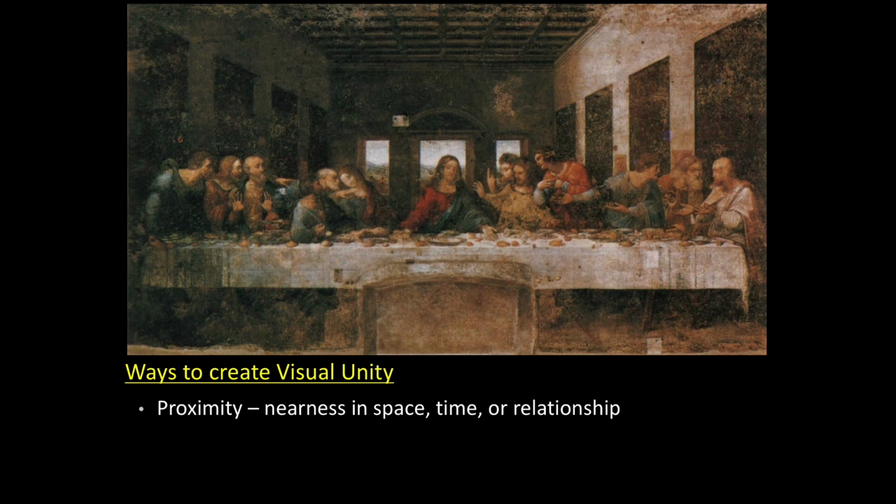Now, some ways to create visual unity, I've talked about them briefly, is nearness in space, time, or relationship. So, they're together in the same room. It's all the same event happening at the same time. And they have a physical as well as a costume based relationship.